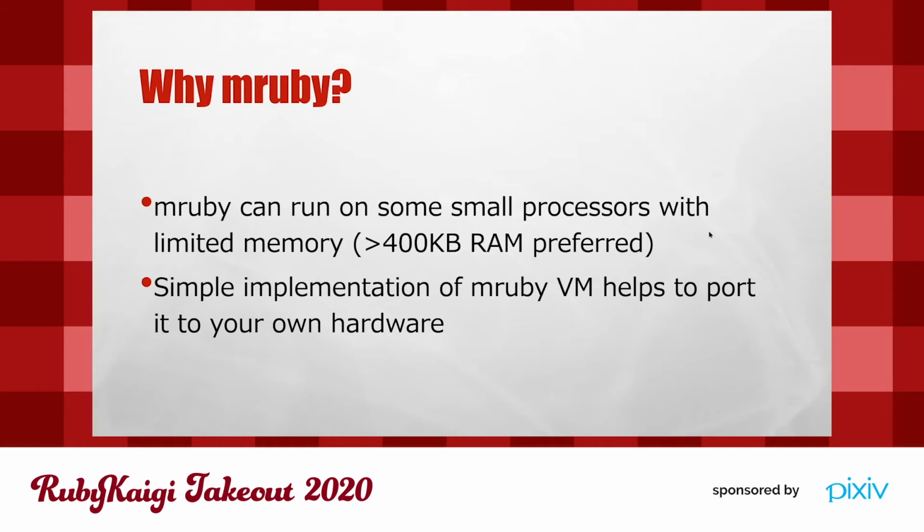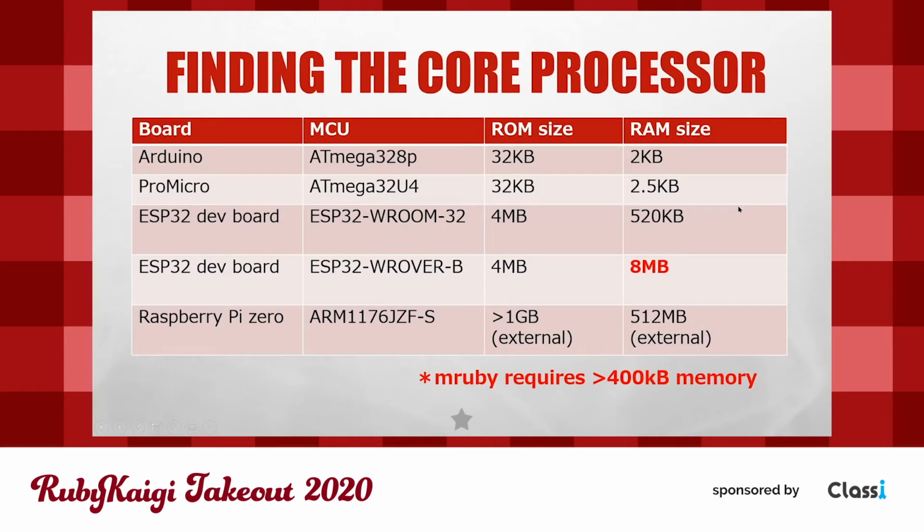Next, let's find a good processor for running mruby. I put a table to show some major processors. I think you may know Arduino. This is a famous microprocessor for makers. As you can see, the ROM size is 32 kilobytes. The RAM size is just 2 kilobytes. It's very, very small.